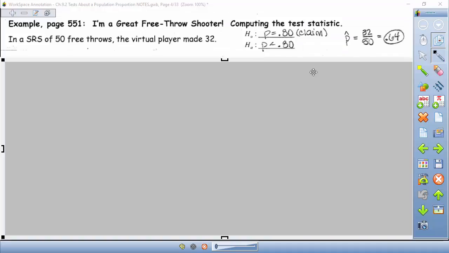First of all, let's write down all of your stuff. We have an H0 and an Ha. The basketball player claims to make 80%. The alternative to making 80% is that he or she makes less than 80%, which is what we think will happen, right?